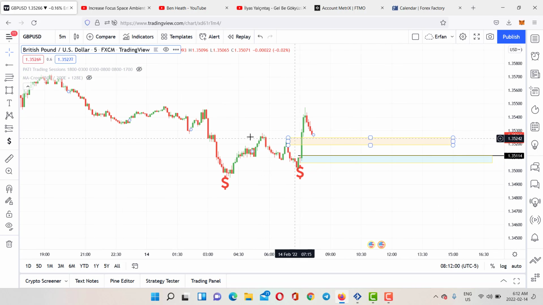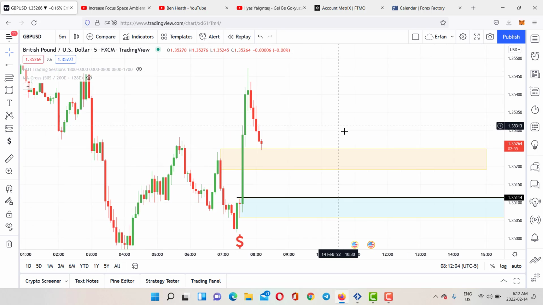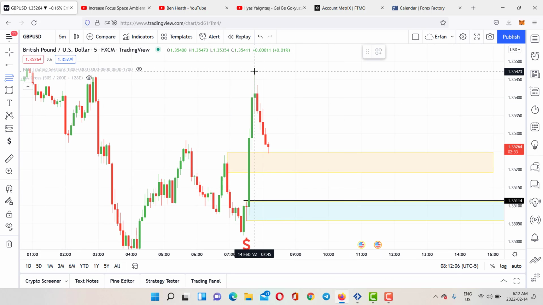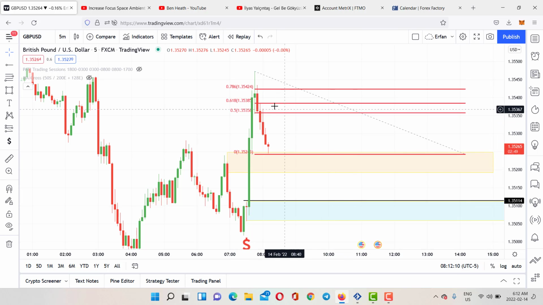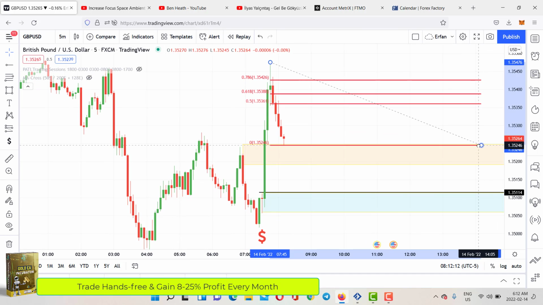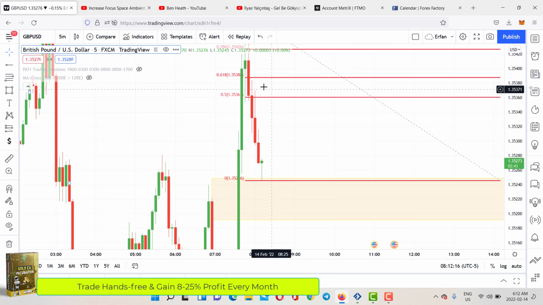Because of this break of structure, I can certainly say that this is going to happen. But even on the 15-minute time frame, in a bearish trend, we have our golden zone right here. So if you want to take your trade, you can take it from here and close it somewhere around here. But we have to see what happens exactly.